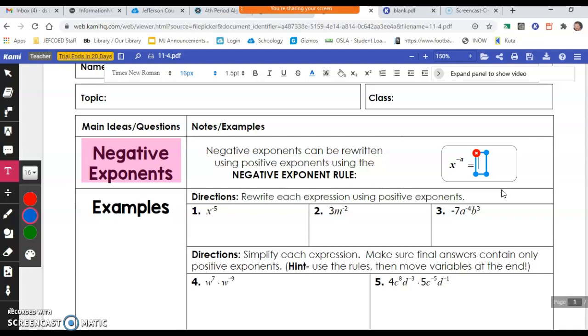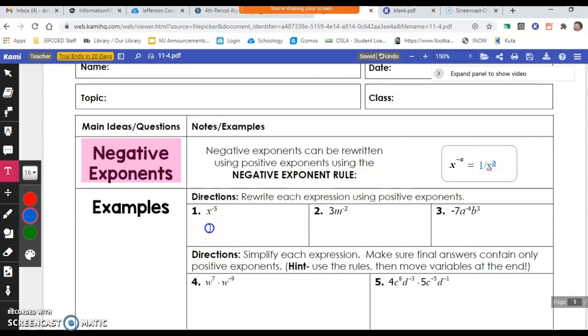So what that's going to be is you'll have 1 over x to the positive a. We're going to go over that. That is what the negative exponent rule is. I'm going to talk to you about why negative exponents are written as fractions, but before we do that, I want to look at the first 3 examples.